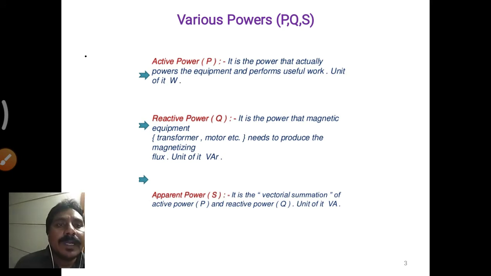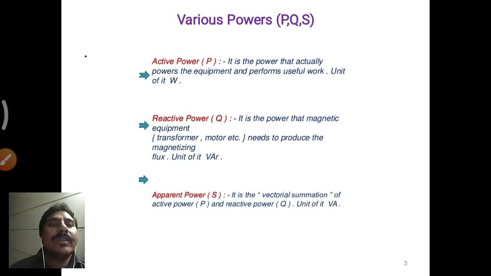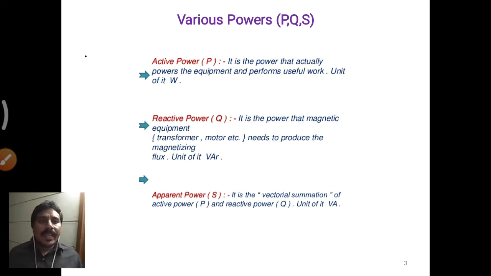Coming to the reactive part, that is Q power, this power produces the required magnetic property in the circuit, which develops the required flux in the circuit. To do the active work, the reactive power is very important in the circuit. The reactive power is represented as Q, and its unit is var.